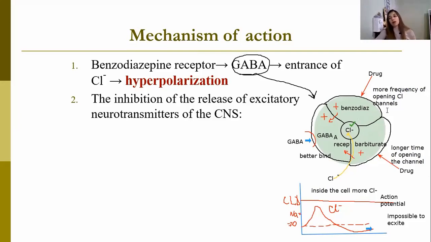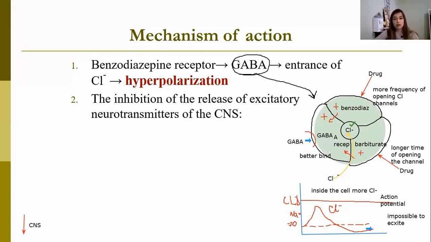Finally, the result will be almost the same, but to tell you the truth, barbiturates will give you the stronger action according to the longer time of opening the channel of chlorine. Okay. If our cell is not excited, so of course the release of excitatory neurotransmitters, activating neurotransmitters, will also be reduced. Yes, less excitation, less activating neurotransmitters. So this will lead to the inhibition of CNS activity. The inhibition of CNS. Okay.